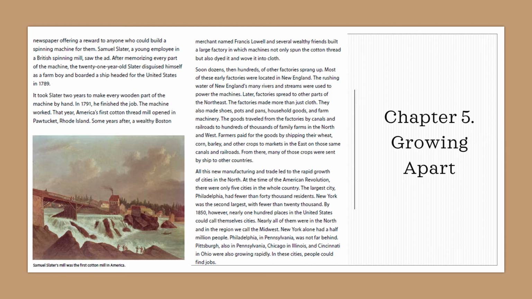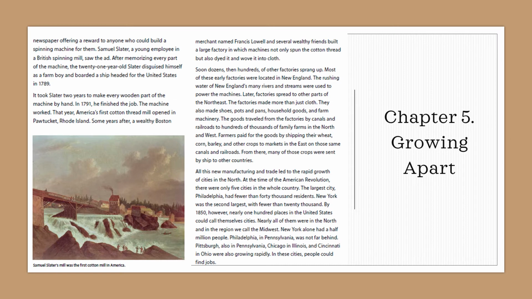The factories made more than just cloth. They also made shoes, pots and pans, household goods, and farm machinery. The goods traveled from the factories by canals and railroads to hundreds of thousands of family farms in the North and the West.